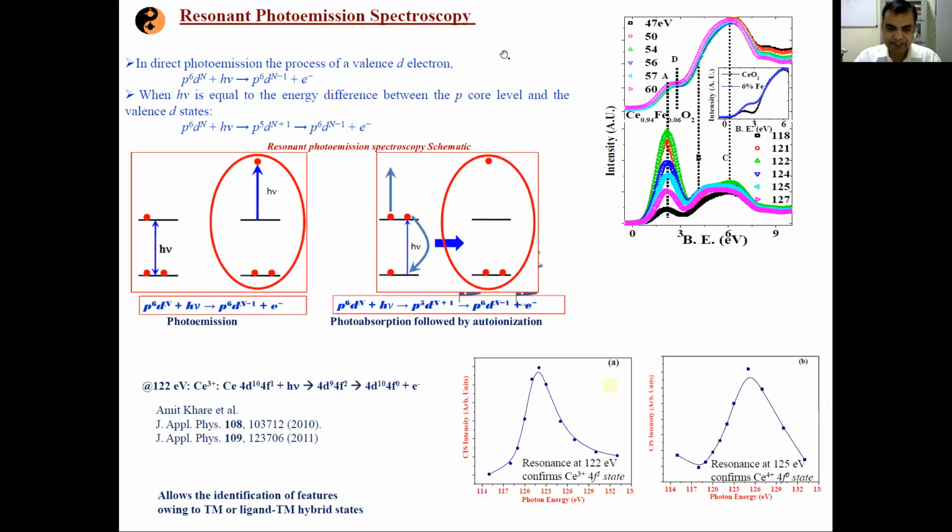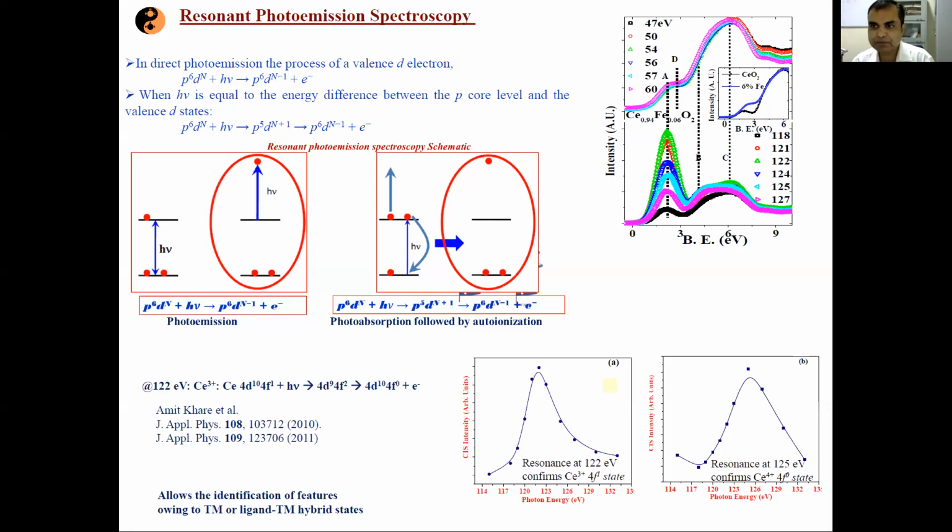So we recorded the valence band spectra at different incident photon energy. And how did we choose that incident photon energy? We have some information available in literature or from calculation that the energy difference between cerium 4d to 4f is close to 122 electron volt or 124 electron volt. So accordingly, we varied the incident photon energy from say 110 electron volt to 130 electron volt and recorded the valence band spectra at all these incident photon energies.